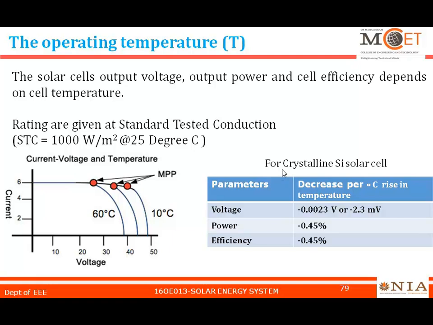So for a crystalline silicon solar cell, the voltage decreases by minus 2.3 millivolts for every degree rise. Same thing, power decreases by 0.45 percent. Efficiency is also decreased by 0.45 percent. For every 1 degree rise in temperature, there is a drop. So the temperature also affects the generation of electricity.